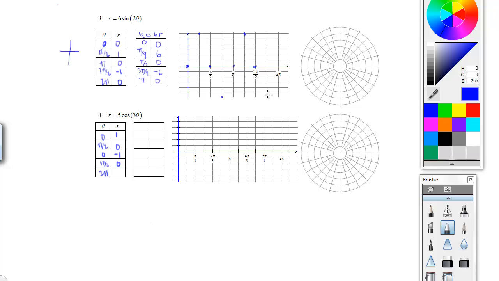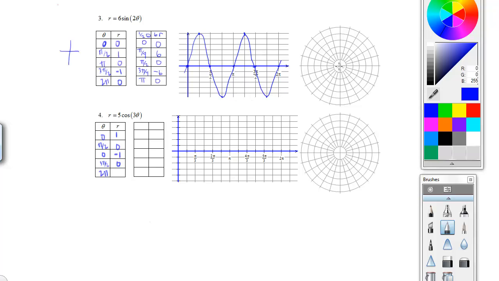And then we're going to go all the way to 2 pi, because when we graph the polar function, we don't stop at 0 to pi, we've got to go 0 to 2 pi. So even though that ends up being 2 cycles of this graph, that's fine. So we get this curve here. So let's go ahead and plot the points that we have.